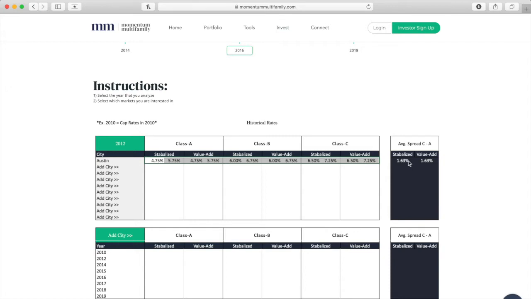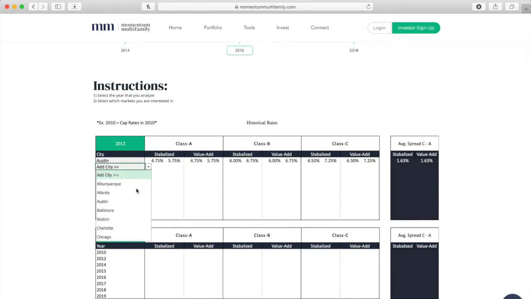And then we've also got over here the average spread between C and A. So this is an interesting statistic to look at as well. This is the difference between what cap rates were for Class C versus what they were for Class A. So the delta between the lower end and the higher end asset classes in those select markets.